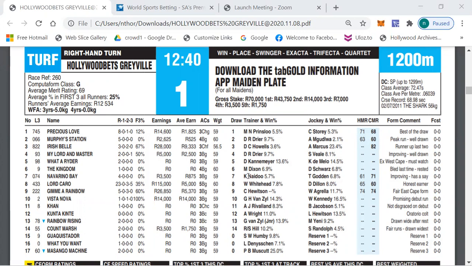For the persons who are watching this video for the first time, what Outside the Genie does is a form analysis, and through our form analysis, we then find outsiders which we give you so you can include them in your play. You add them to your selections, and hopefully, if the outsiders win or place, you then collect the bigger dividend.